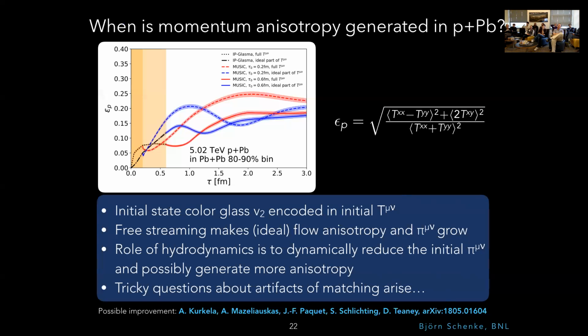Because it matters now at what time you match, because we've said the pi mu correction actually grows with time, and also the ideal part of the flow grows with time. If you just run the Yang-Mills, and you switch later, you have a larger pi mu to get rid of in the hydro, and you have more initial flow essentially. So all this is not very well under control, right? If you really just match at a fixed time.